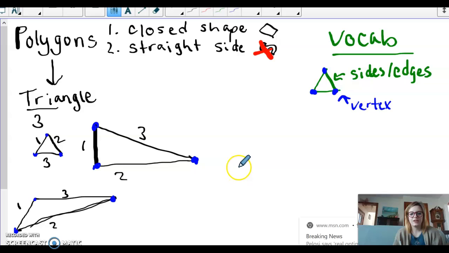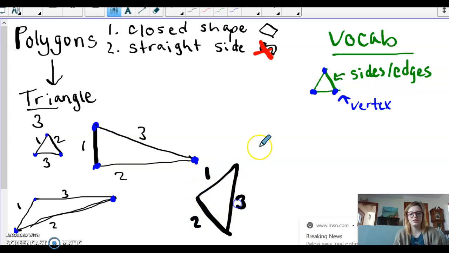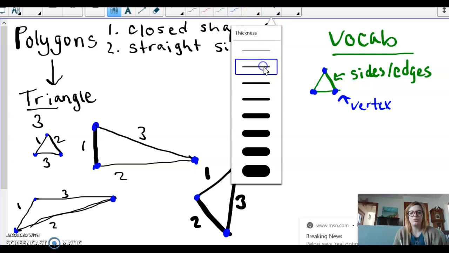All right, so if I think 1, 2, and 3, again, 1, 2, 3 sides. I'm sorry, my marker got really big there. 1, 2, 3 vertices. Since 3 is our magic number, we don't want to go over that.